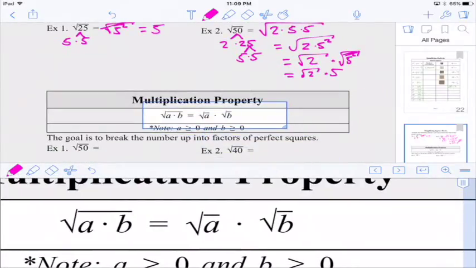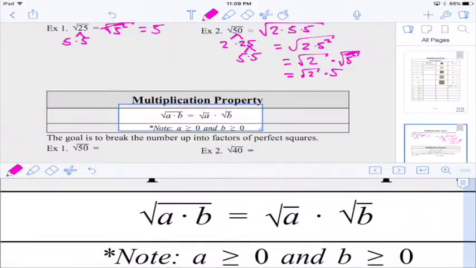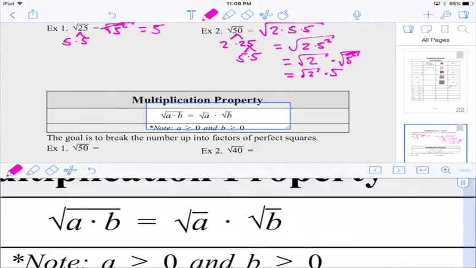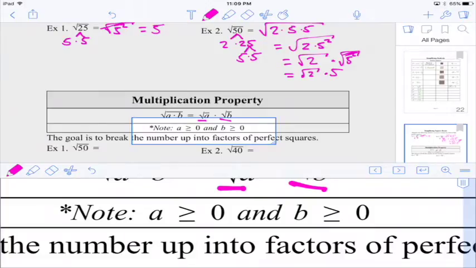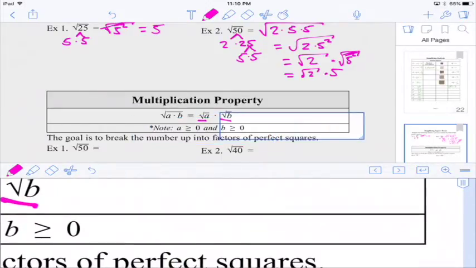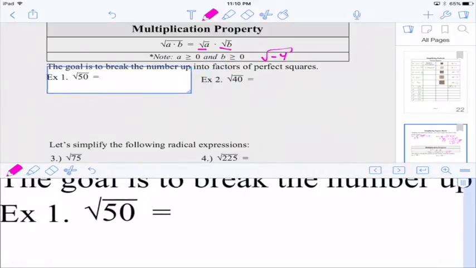So here's that property. If we're multiplying under the square root, we can break it into two pieces. So this is square root of a and square root of b. Now this note's kind of important real quick. A and b both have to be greater than or equal to 0, right? We can't have the square root of negative 4. Type that into your calculator, it's going to say non-real solution. We haven't learned how to deal with that. We will learn that in Algebra 2. So what we're going to do is break these into perfect squares.